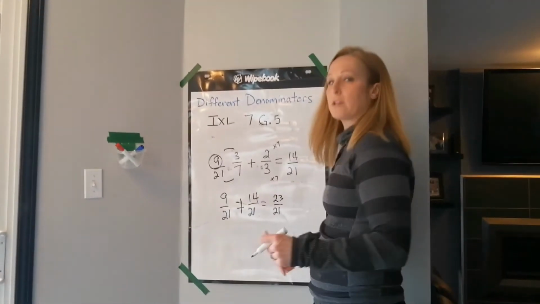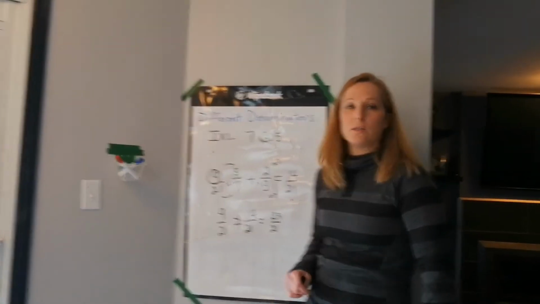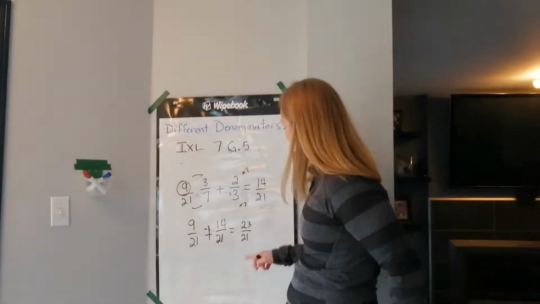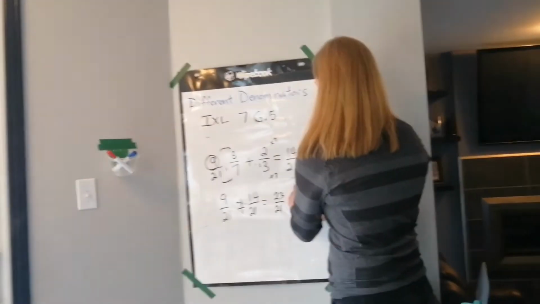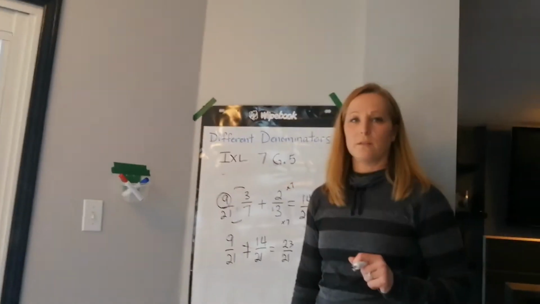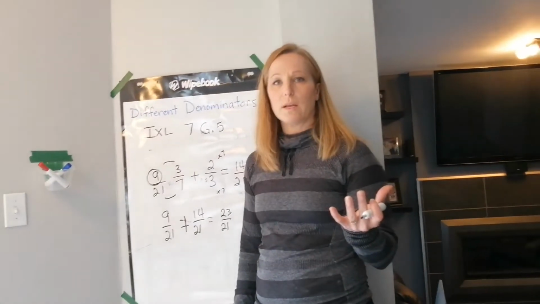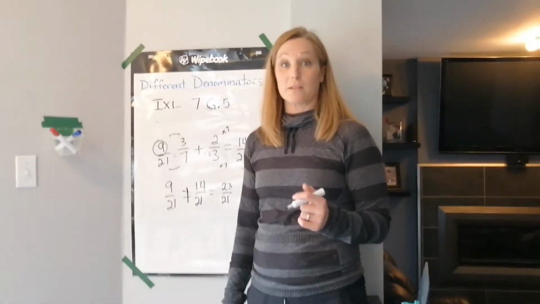Oh, this is perfect since we just worked on turning improper fractions into mixed numbers. So if I look at this, I know that 21 goes into 23 one time with 2 left over. So if you feel that you're ready to move on to IXL, move on. If not, watch the next few examples.